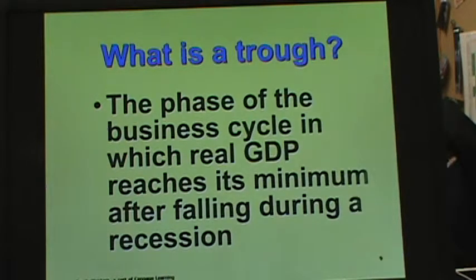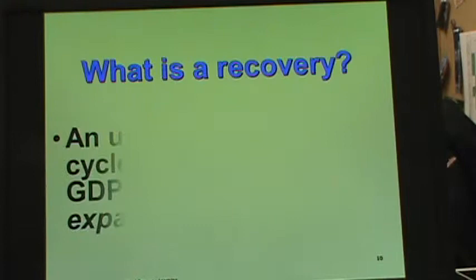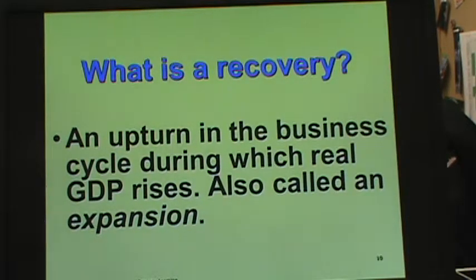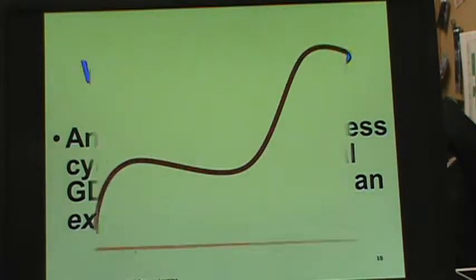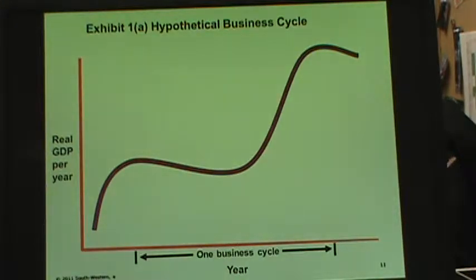A trough is the phase of the business cycle in which the real GDP reaches its minimum after falling during a recession. So we have one more, and that is the recovery. It's an upturn in the business cycle during which the real GDP rises, and it's also called an expansion. So we have the peak, which is at the top, the recovery, the trough, and the recession.